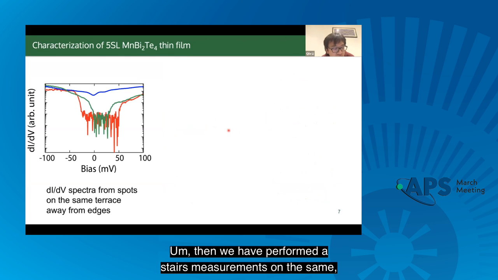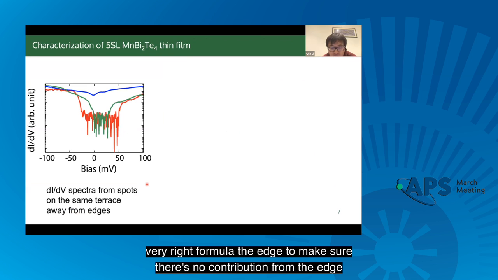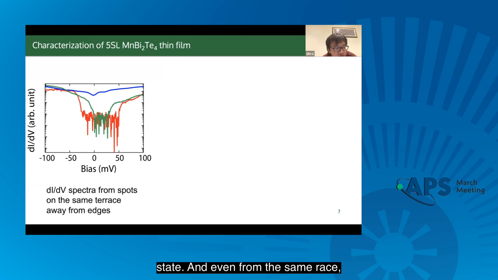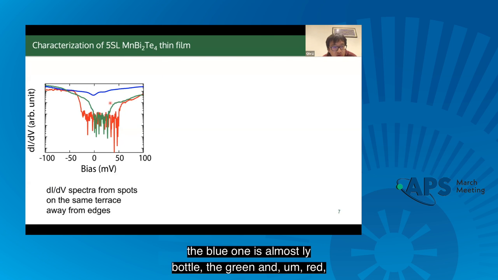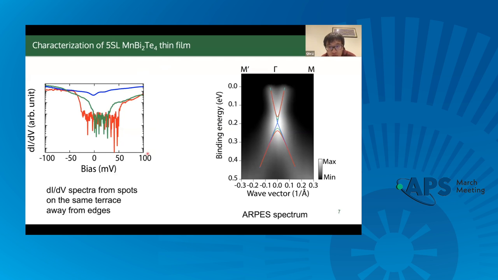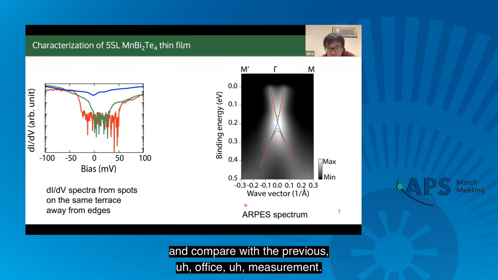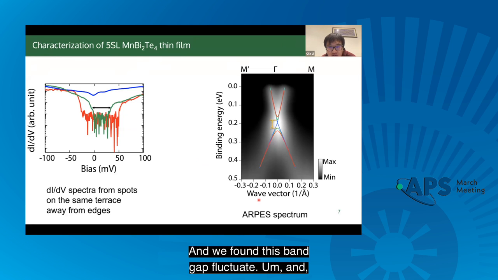Then we performed STS measurements on the same terrace, but very right from the edge to make sure there's no contribution from the edge state. Even from the same terrace, we found a huge variation of the band gap. For example, the blue one is almost gapless, while the green and red are quite gapped. And compared with the previous APS measurements, we found this band gap fluctuates.